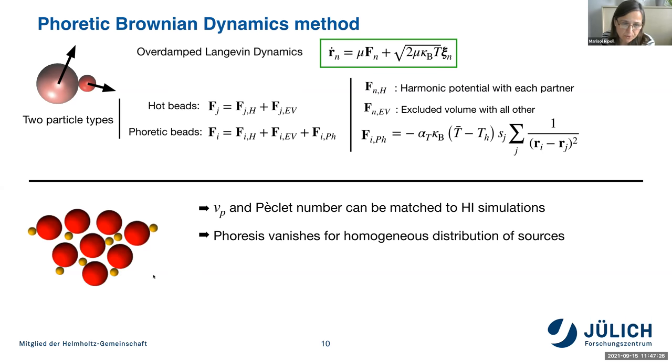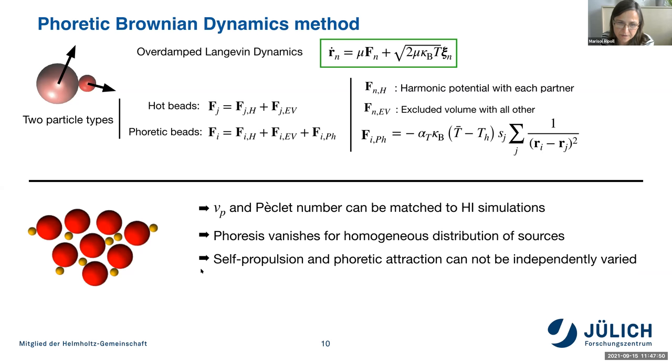And let me just point out here in this sketch that if you have, for example, a central particle, since you are calculating the temperature gradient with all the neighboring heat sources, the temperature gradient will not give a persistent motion in one direction or attraction, but it is vanishing. So it is much more related to what is happening in hydrodynamics. Also, self-propulsion and phoretic attraction cannot be independently varied. And you are also adding certain torque on the particles because we have the interaction with the units.